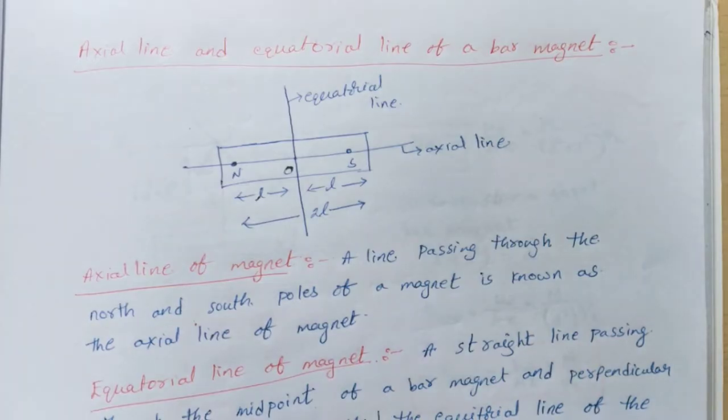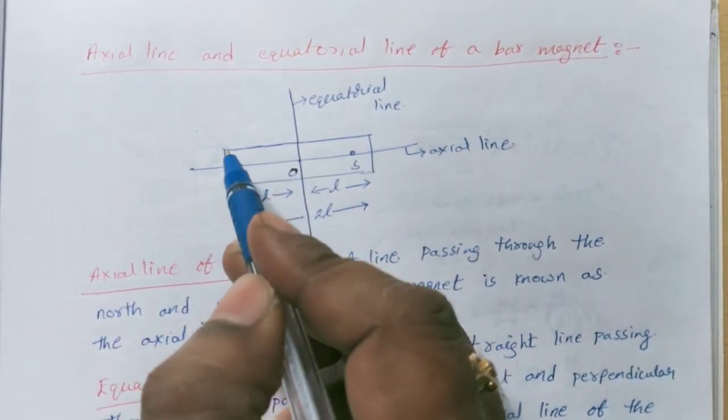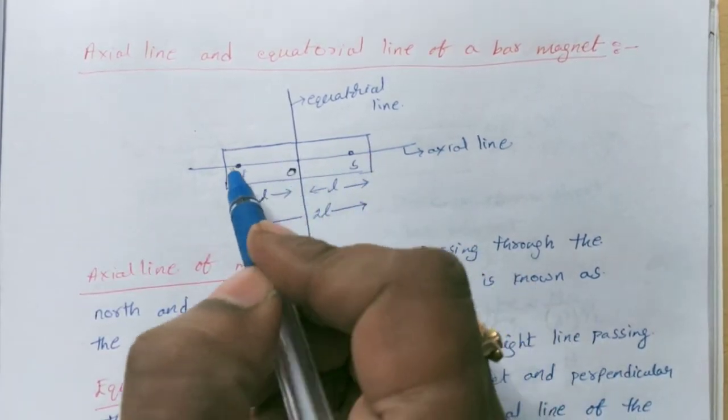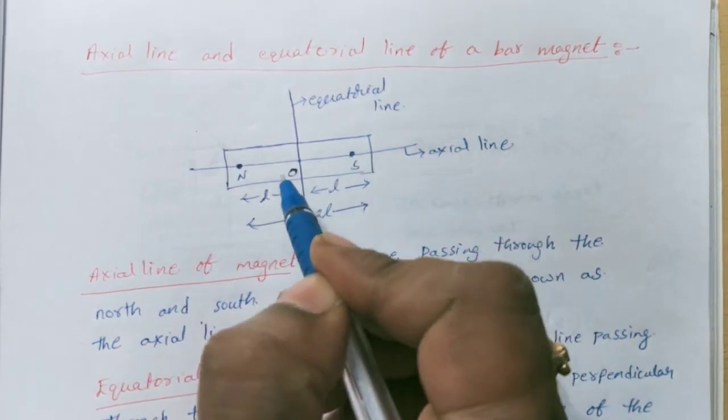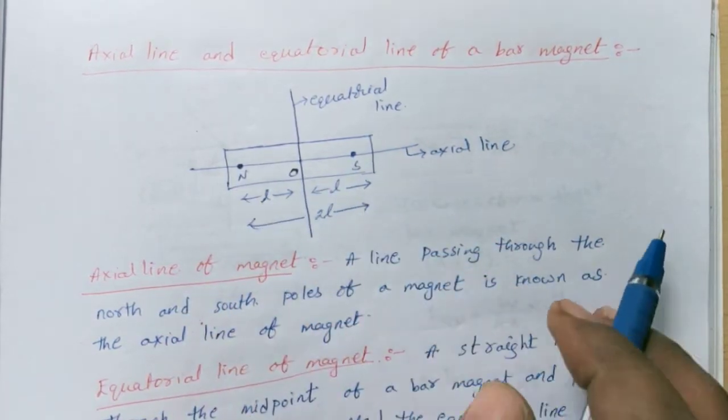So in this class we want to discuss, first of all, the axial line, and one more thing, the equatorial line. See here students, I have drawn one small diagram. So let us go to that diagram. This is one bar magnet I am representing. Let this be the north pole and this one the south pole. These two poles are separated by a distance of 2L.